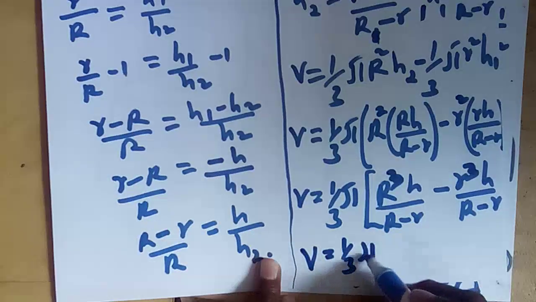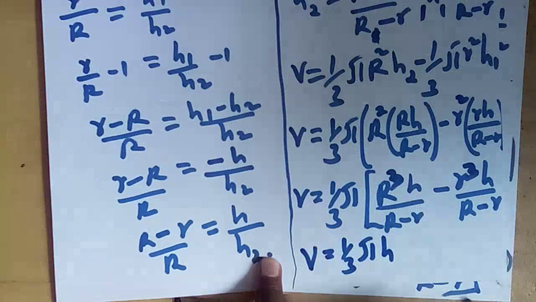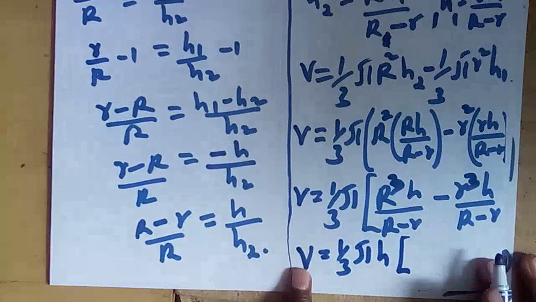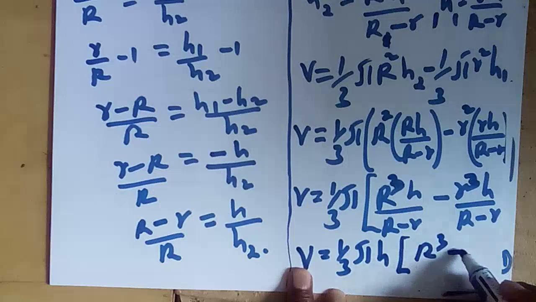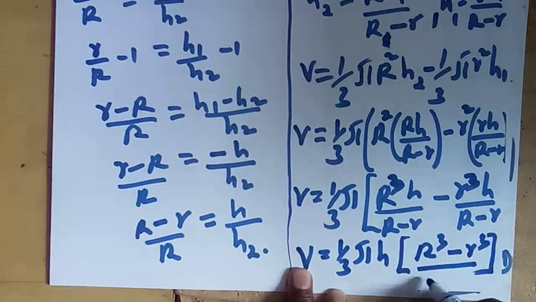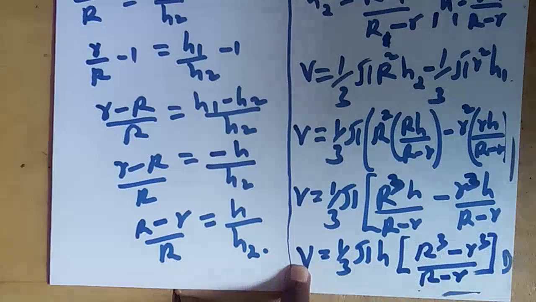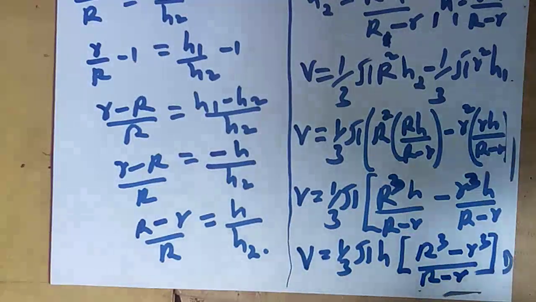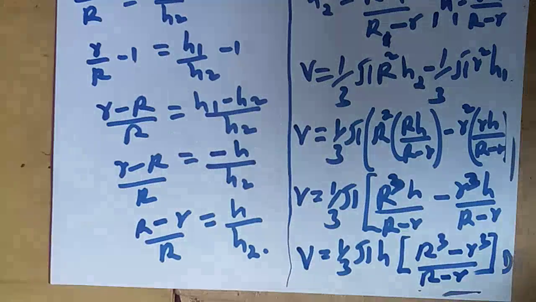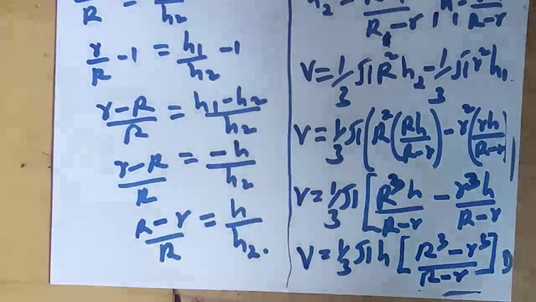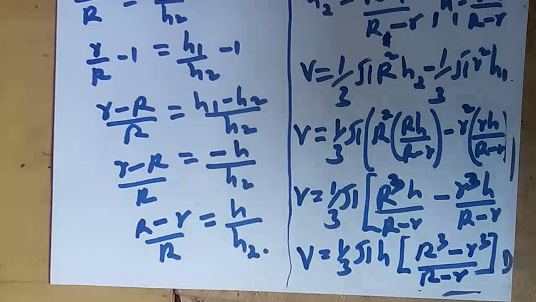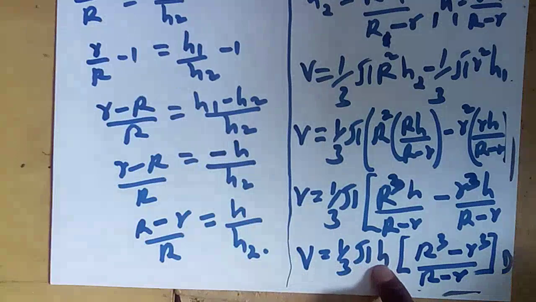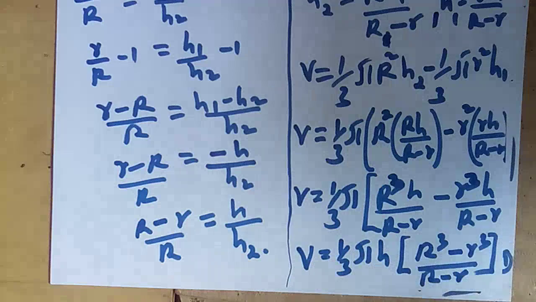Now, once you are at that particular point, then we can say V is equal to a third pi. H is also common. I can take it outside. And then I'm going to have this one reducing to R cubed minus r cubed over the difference R minus r. So this particular formula that is coming can actually be used to work out what we call the volume of a frustum. For that case, we can say the volume of a frustum is just a third times the height of the frustum, R cubed minus r cubed over R minus r. I want to call this one the first formula for that case.